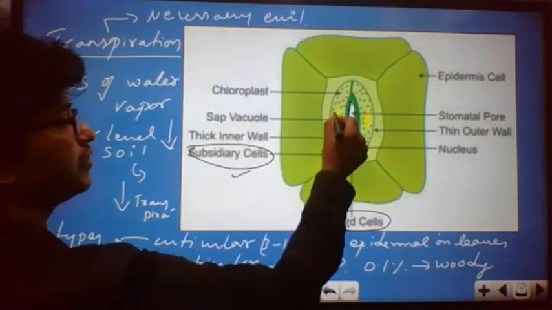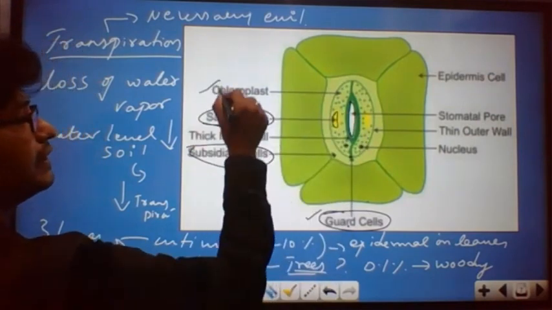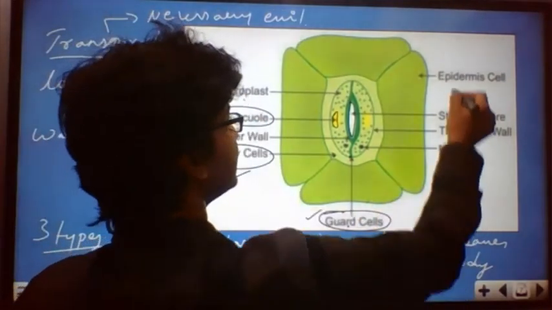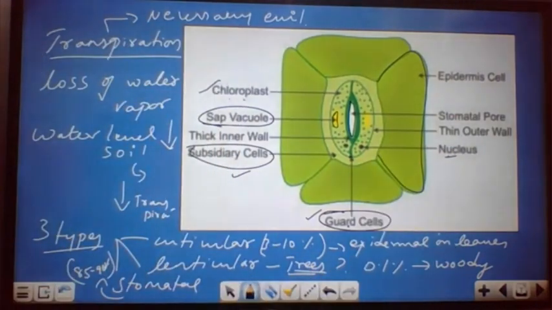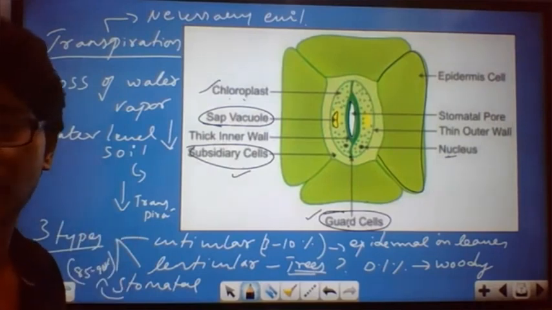Also, you can see the presence of the sap vacuole, and there is a presence of chloroplast here. We have the nucleus, and the outermost cell is called the epidermal cell. This is how the structure of a stomata looks.